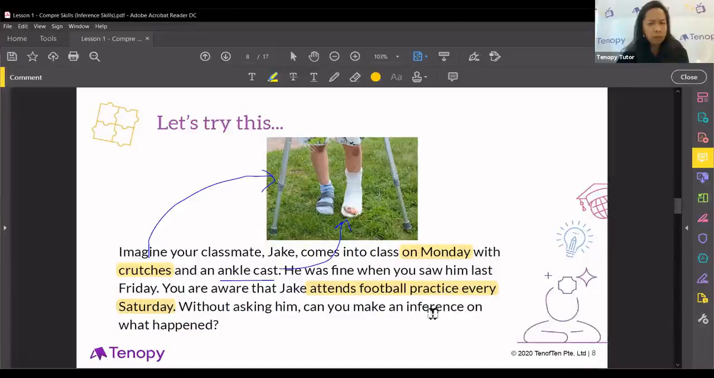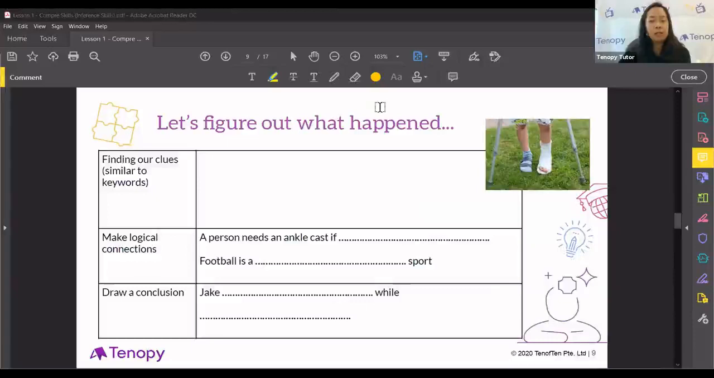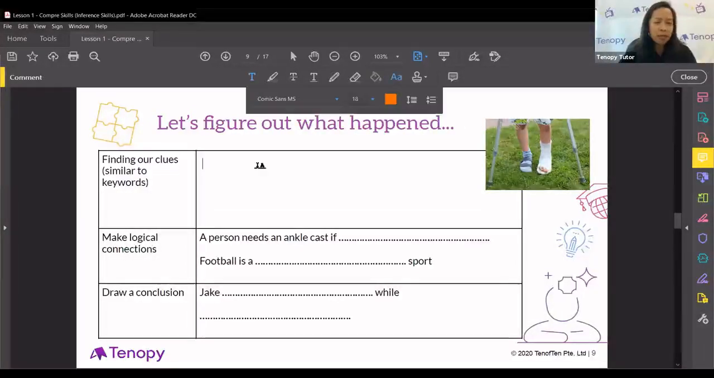Without asking him, can you make an inference on what happened? So you don't ask him anything. You don't go up to him and say, hey, Jake, what's wrong with you? What happened to you? You don't ask him any questions here. We are going to make an inference of what happened to him. And so everybody, this is where I need your participation. All right, now tell me, first, what are our clues? Remember, we're not asking him what's happened, okay? So we're going to have to find our own clues just by looking at Jake.